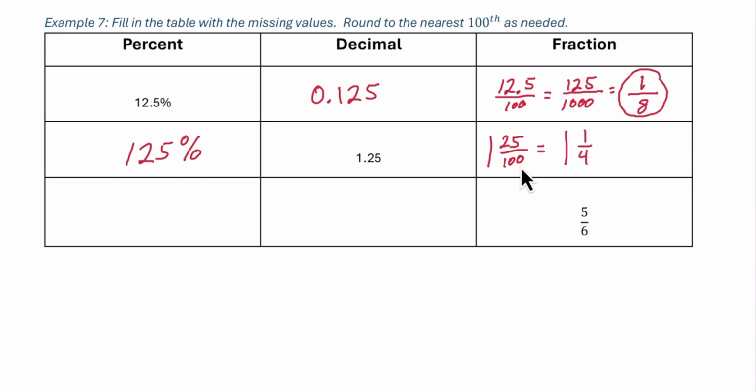That's written as a mixed number. If we wanted to convert it to an improper fraction, we could. 1 times 4 is 4, plus 1 is 5. Keep the same denominator.